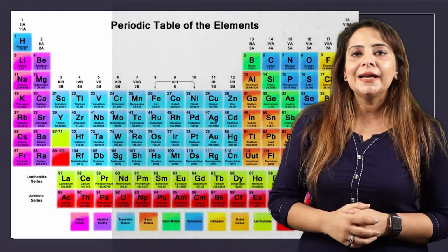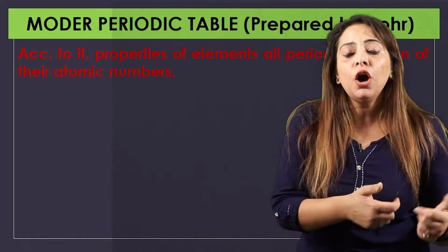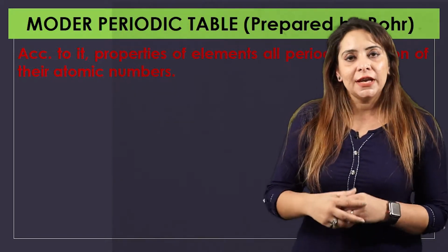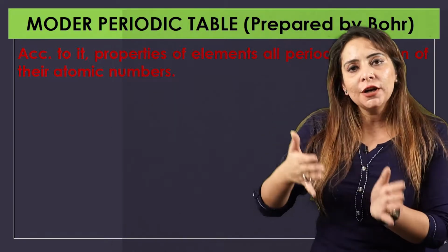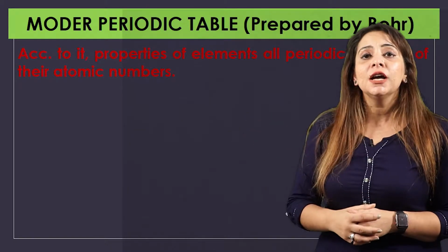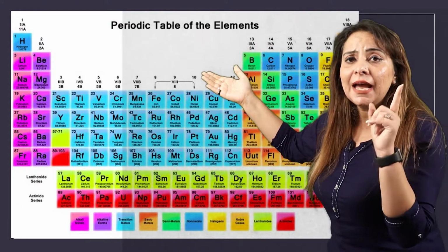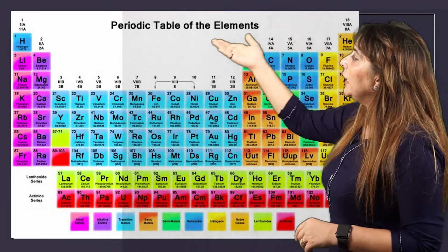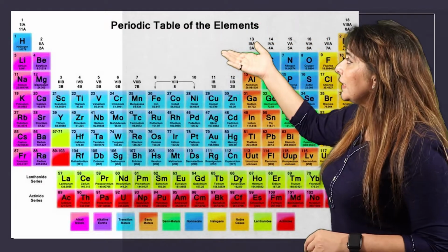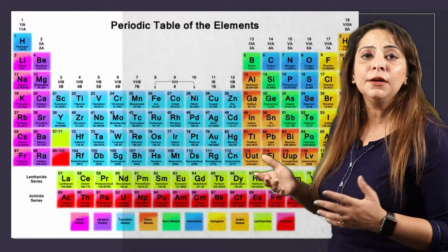Now let's talk about how he gave his classification. He gave the modern periodic law. As Mendeleev gave Mendeleev's periodic law, in a similar manner, Niels Bohr gave his classification by stating a law, that is the modern periodic law. According to this law, when elements are arranged in order of increasing atomic numbers, not atomic masses, we could see the periodicity in electronic configuration. That leads to the periodicity in the properties.